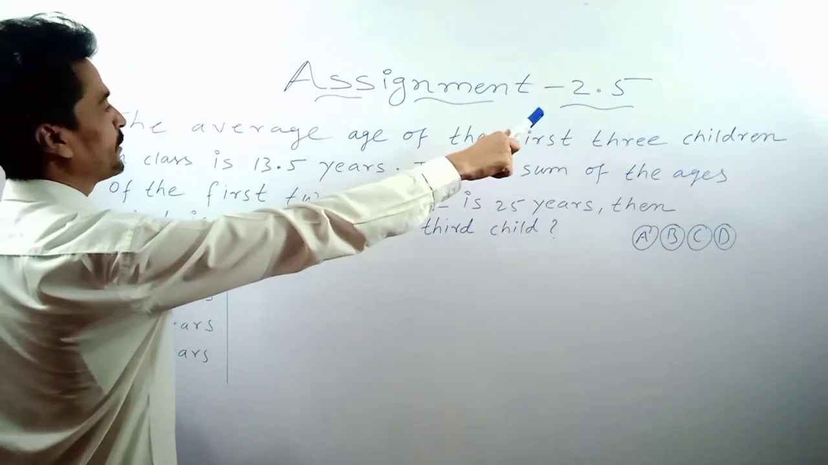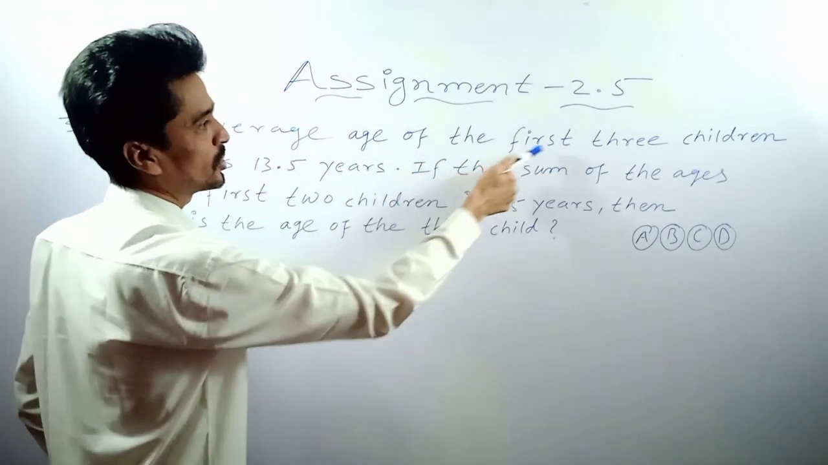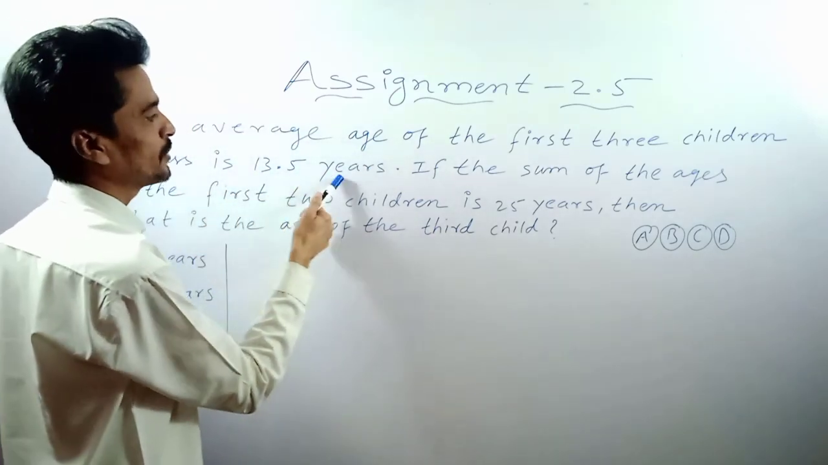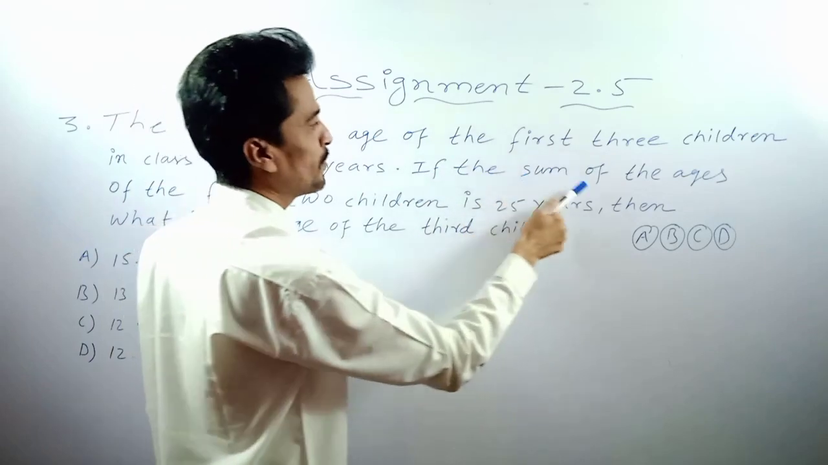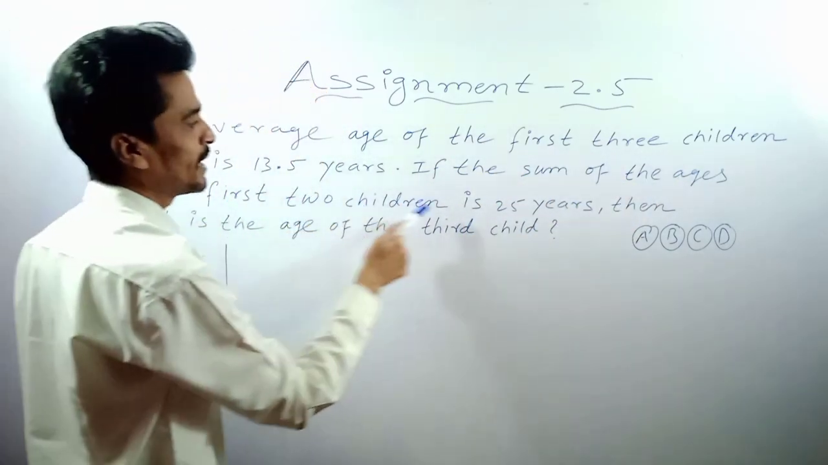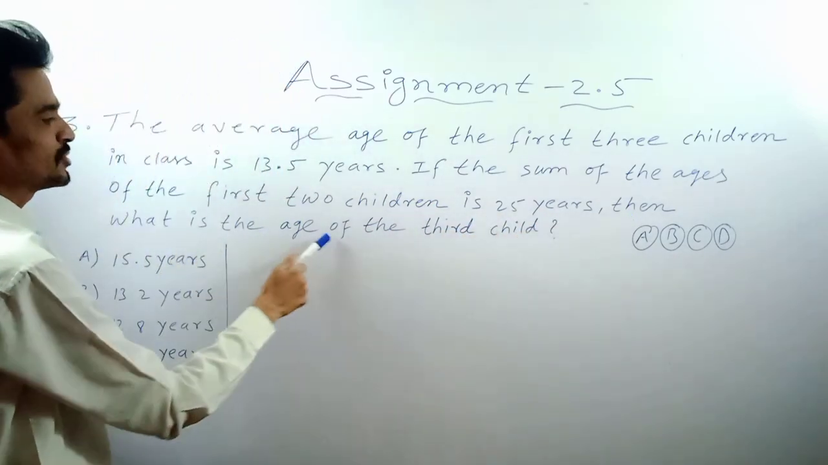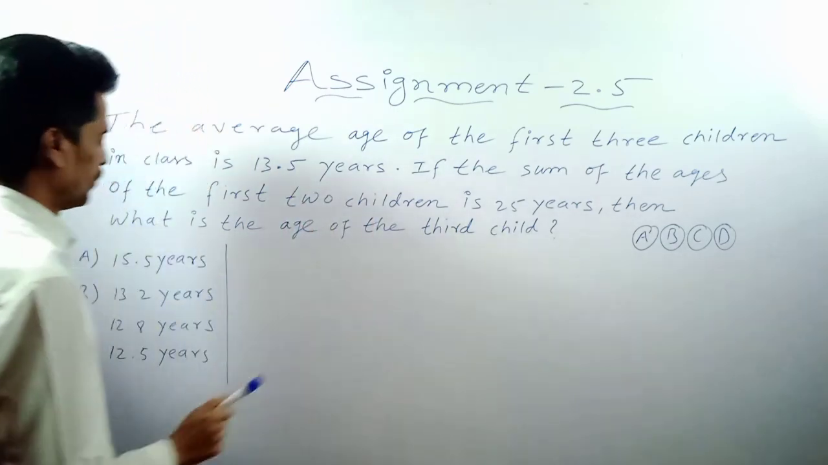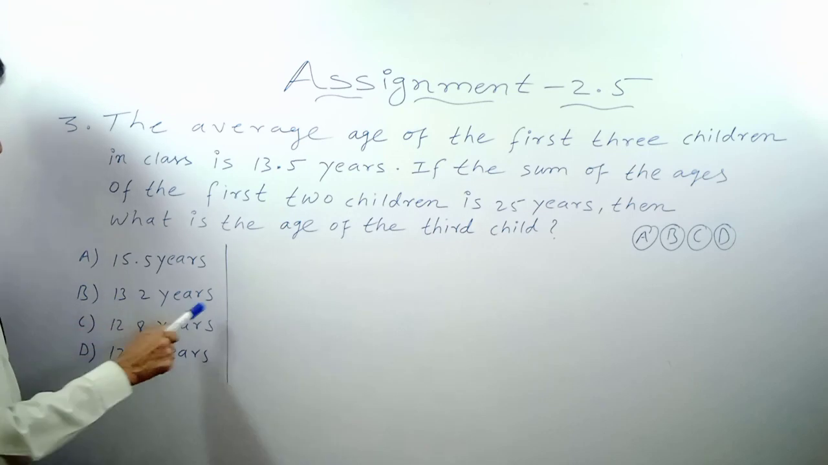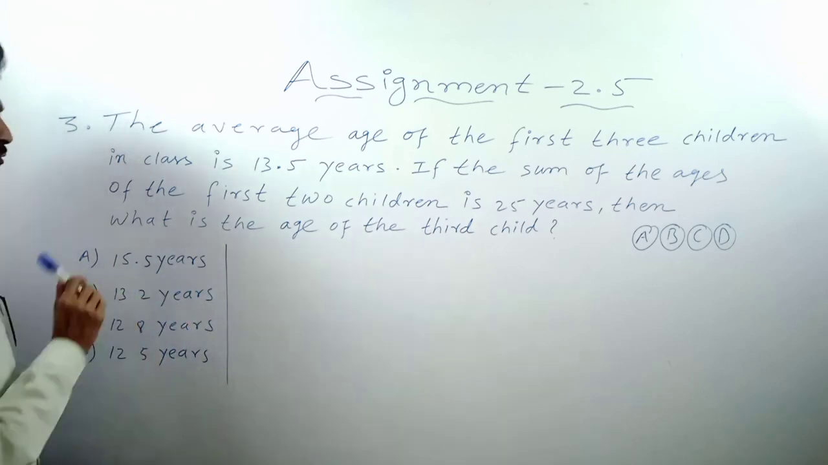In assignment 2.5 there is a third problem. The average of the first 3 children in a class is 13.5 years. If the sum of the ages of the first 2 children is 25 years, then what is the age of the third child? Options here: 15.5 years, 13.2 years, 12.8 years and 12.5 years.